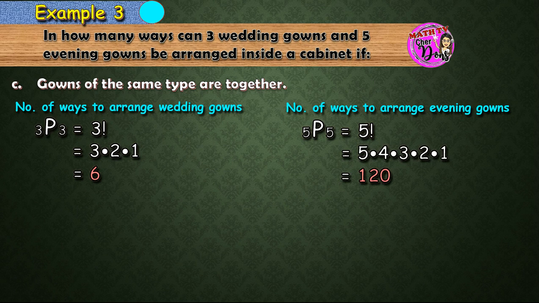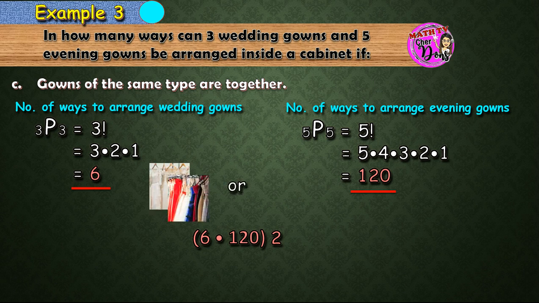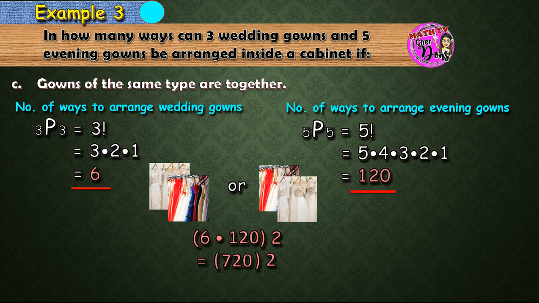We will now multiply the number of ways to arrange wedding gowns times the number of ways to arrange evening gowns. 6 times 120. Then, we will multiply it by 2. Why? Because there are 2 ways we can arrange both gowns. First, wedding gowns and evening gowns, or second, evening gowns and wedding gowns. So, 6 times 120 is equal to 720, times 2, it is equal to 1,440. Therefore, there are 1,440 different ways we can arrange the gowns.